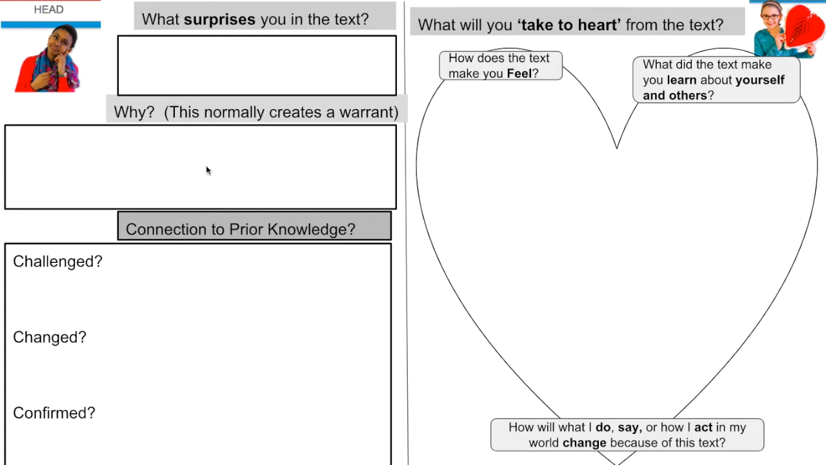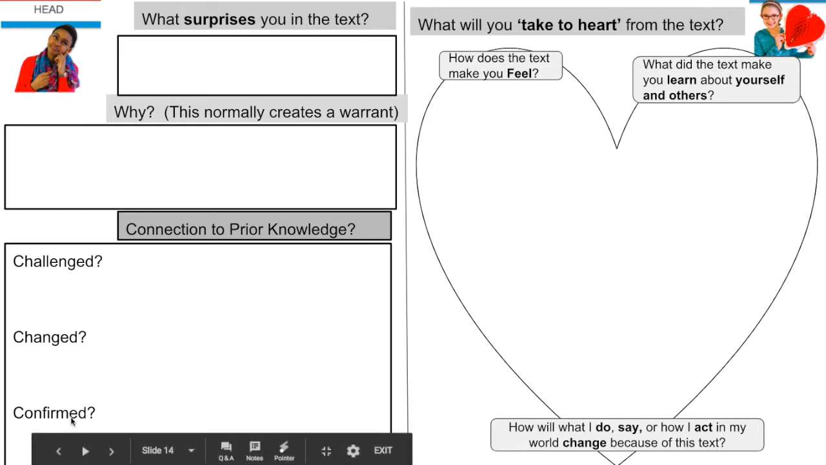Now, you go into most topics with prior knowledge. As you're reading, what's challenging what you already know? What's changing what you already know? What might be confirming what you already know about a topic?